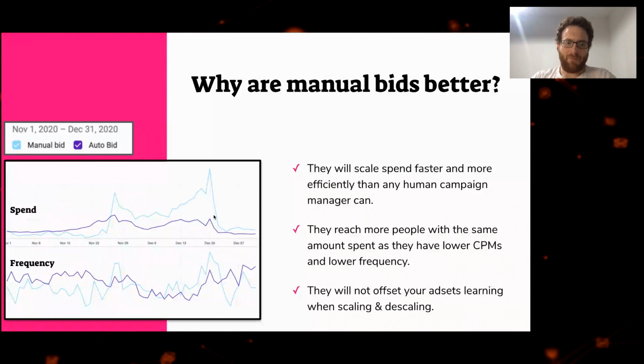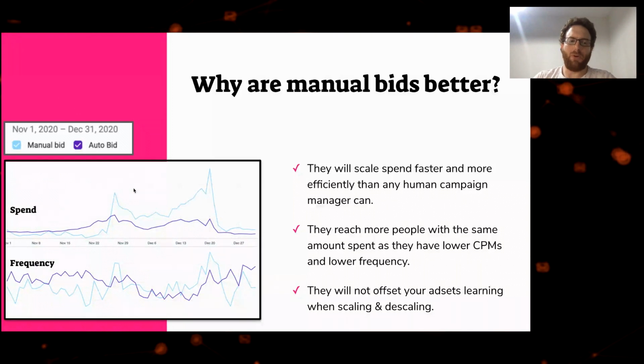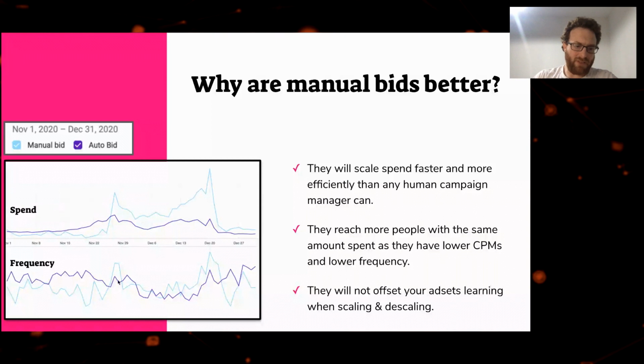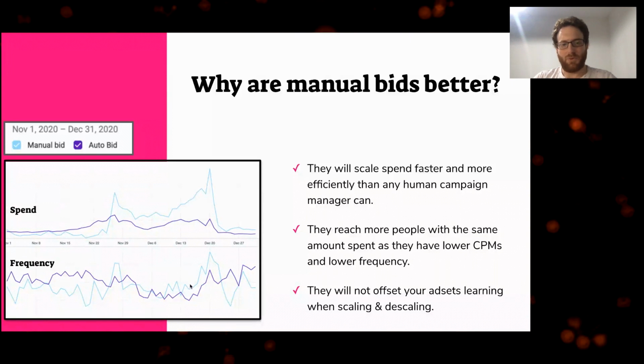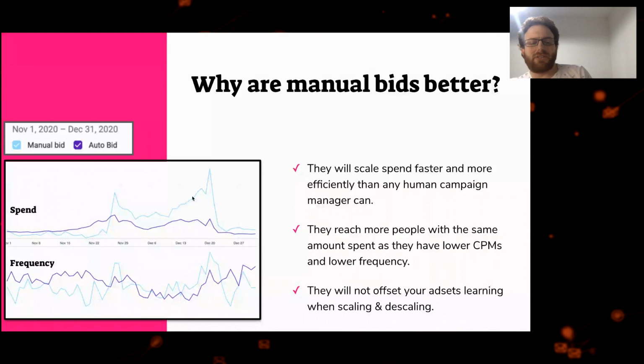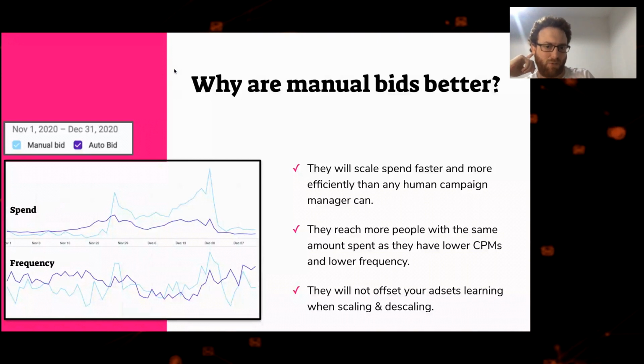Now, the end result was that we spent 50% more on manual bids. They brought in 15% higher ROAS. Another interesting thing to look at is the frequency. You can see here that frequency is very similar, even when the budgets are 2-3 times higher on manual bid campaigns. And that basically shows us the two main points on why this is an effective and powerful tool.